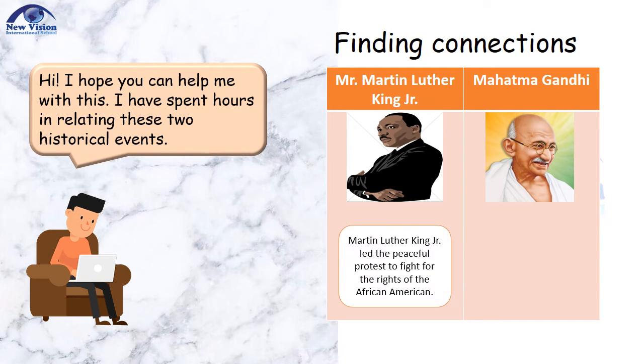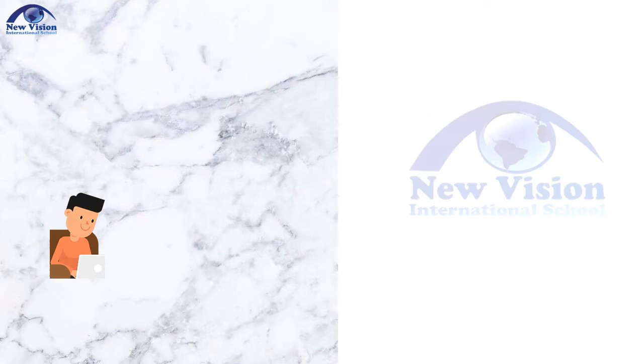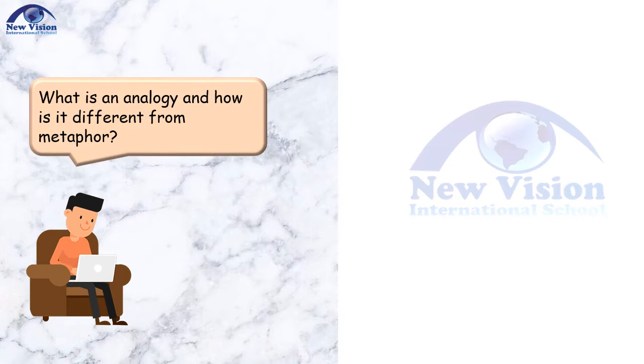Now, looking at these two details and descriptions that we have on our end, what do you think these two have in common? In comparing two different things and two different historical events, we can definitely use some figures of speech. We can use simile or metaphor or even an analogy. But what is an analogy and how is it different from a metaphor?